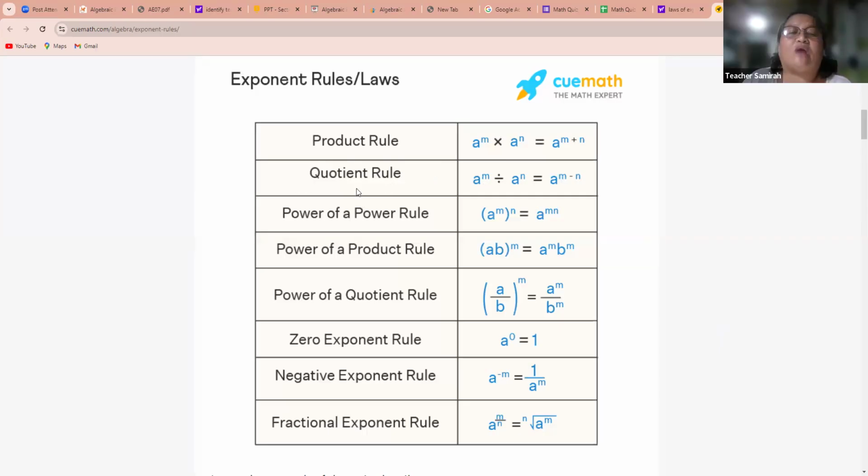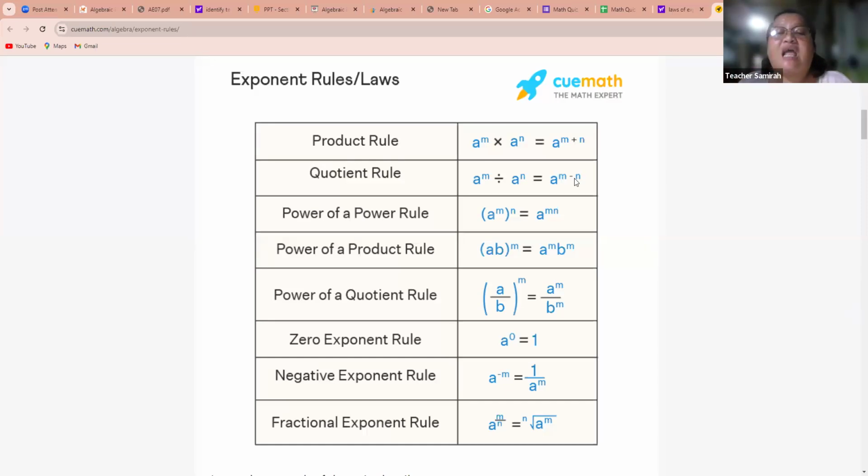Okay, how about this one? We are talking about quotient rule. The pattern is A raised to the power of m divided by A raised to the power of n. What we are going to do with the exponent is that for the product rule, we added all the exponents, but for the quotient rule, we are going to subtract the exponents.